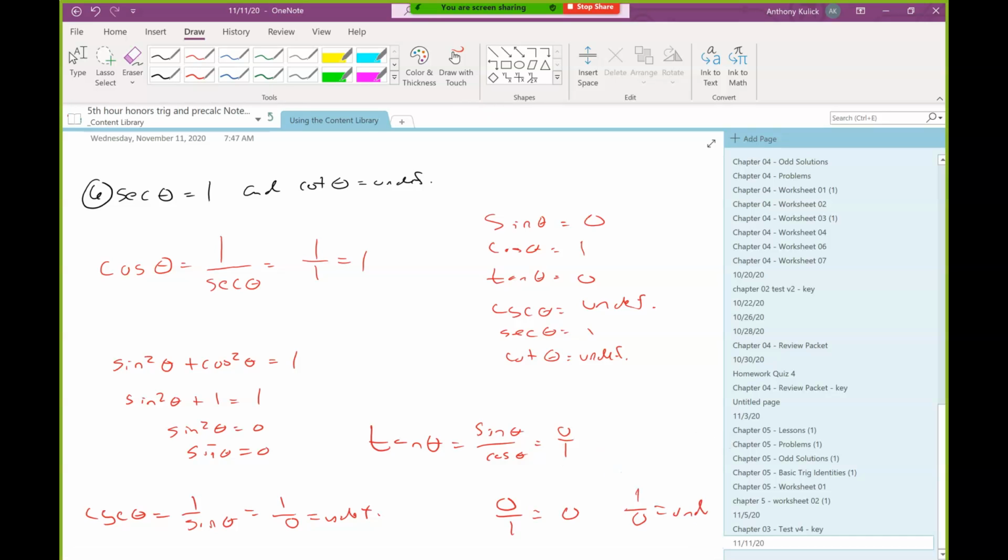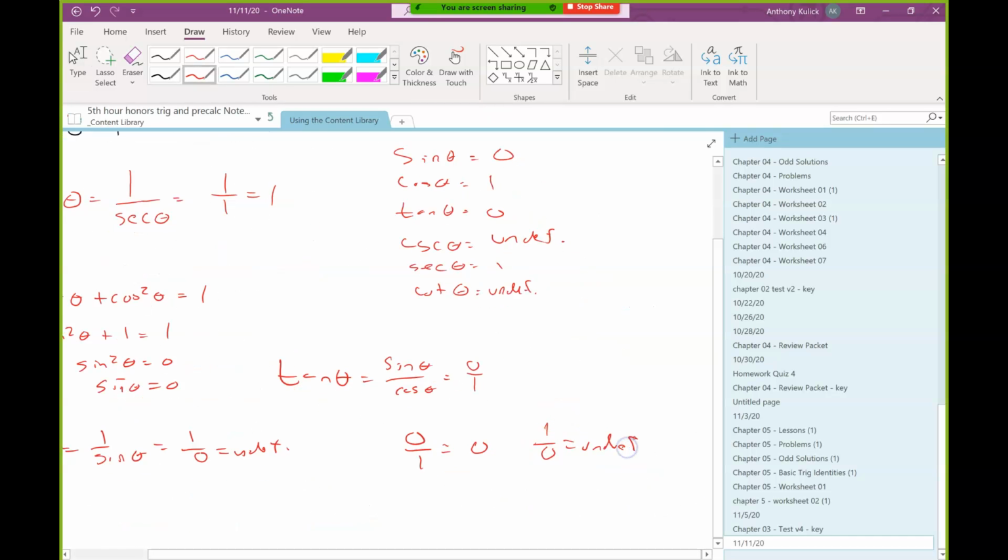So if you think about it as a division problem, if I have 0 things and I split them one way, there's still just 0 things in that pile, right? If I take a pile that has 1 thing in it and try to split it into 0 sections, that doesn't make any sense. That's undefined, right? Because that's basically what division is.